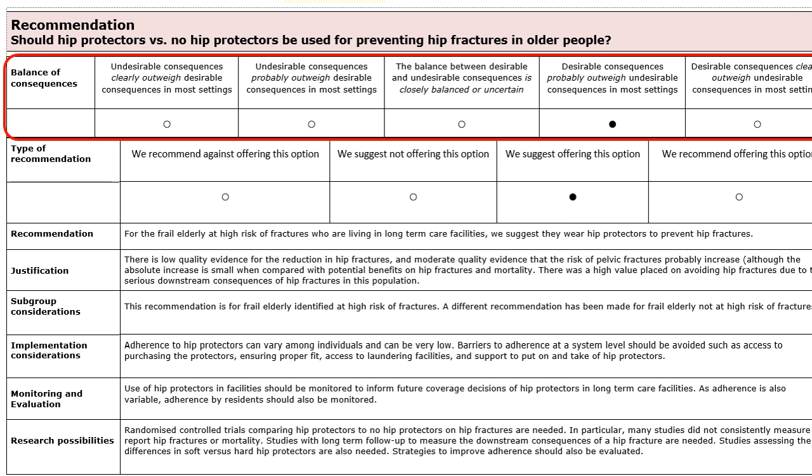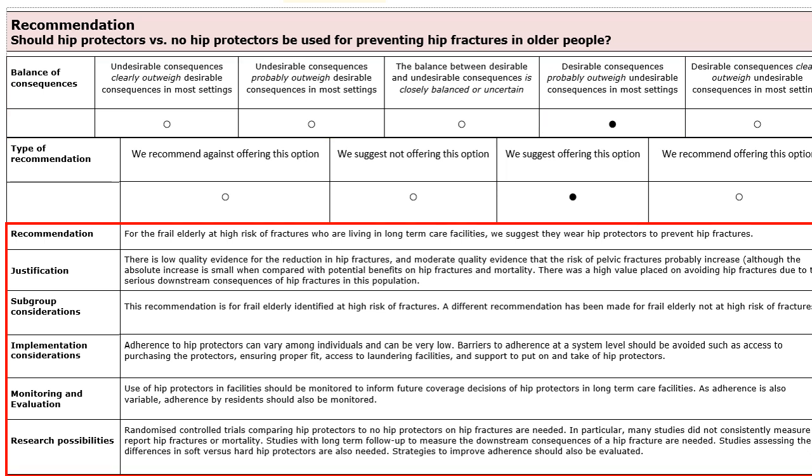When making recommendations, the panel needs to decide on the balance of the undesirable and desirable consequences. And it's not just about the benefits and harms, it's all of the factors. By looking back to all of the decisions, the panel could see that when considering the factors, they probably favored the option of hip protectors. And overall, that the desirable consequences probably outweigh the undesirable consequences, and that they would suggest offering hip protectors to frail elderly who are at high risk of fractures.